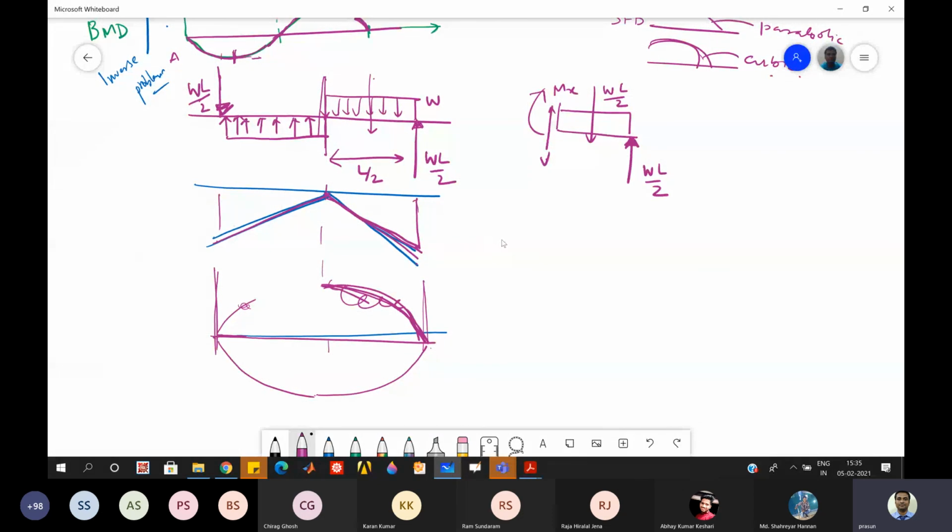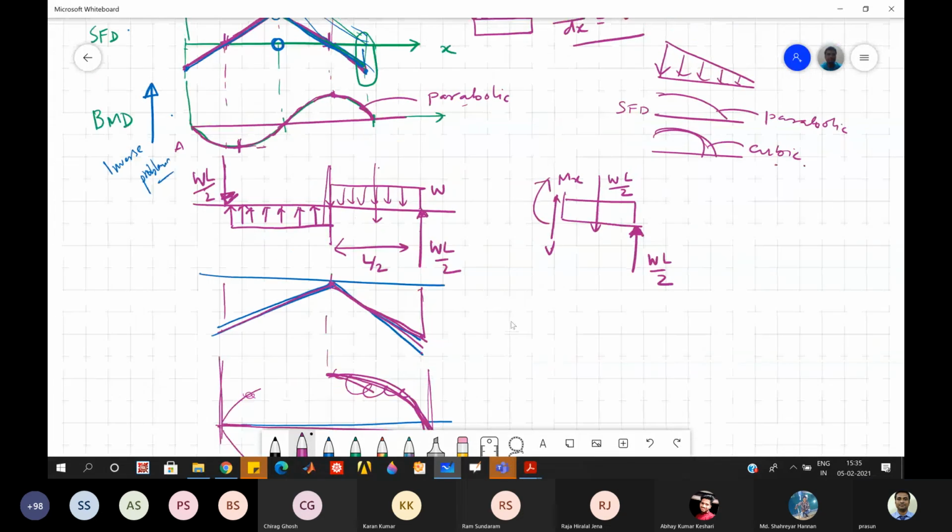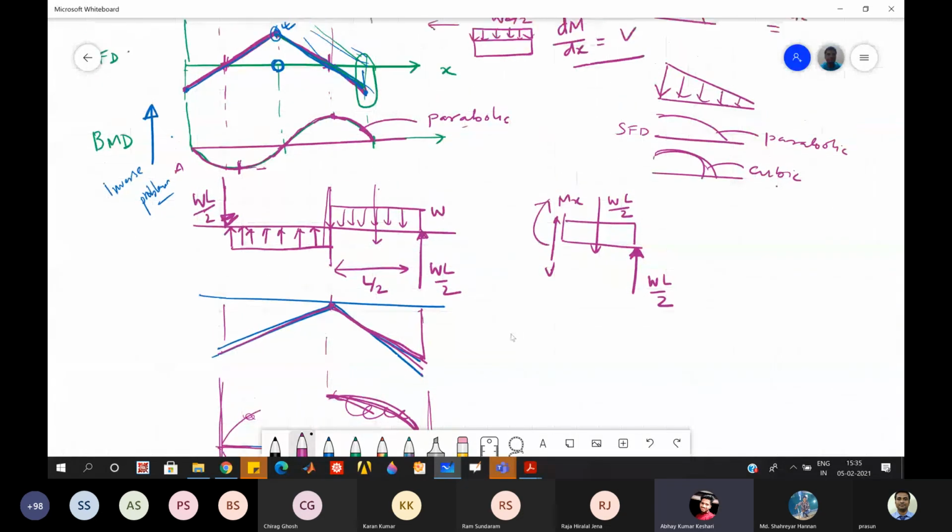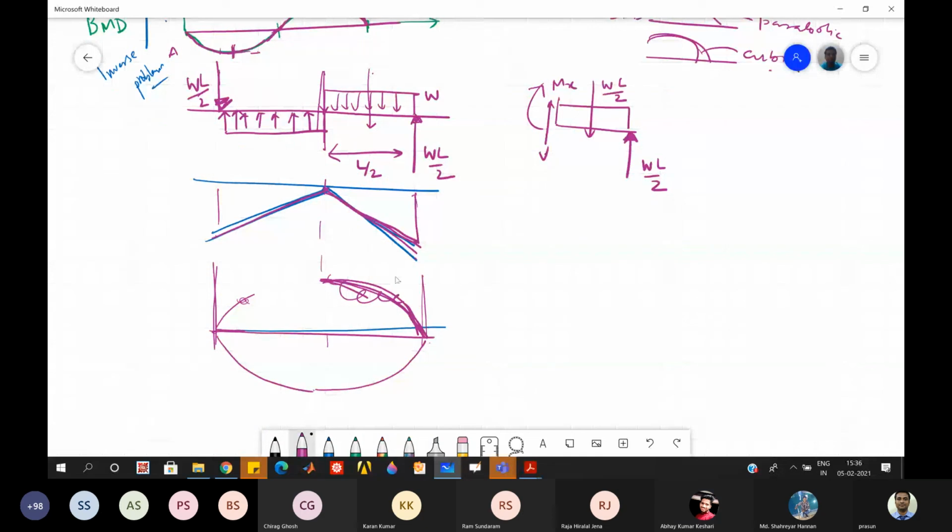Sir, the slope on the left side is positive in the shear force diagram, but you have taken it just opposite in the bending moment diagram. Yes, sir, maybe I inverted it. So here the slope is positive, right? Yes, slope is positive means the bending moment will go upward, positive. And here there is the maximum slope, right?